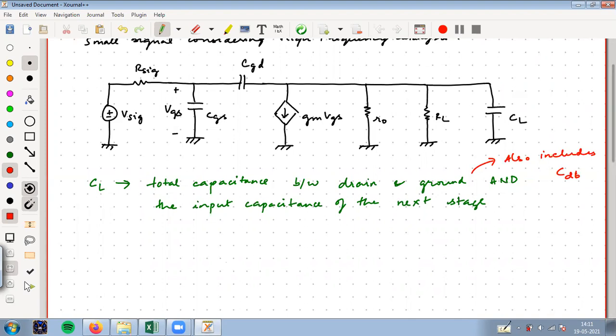So when I have two stages like this, this is A1, this is A2. This will have a capacitance here, this C in, which is the input capacitance for A2. It is also the output capacitance for A1. So I'm going to include this also in my analysis, in CL. So the total capacitances you have in this figure are CGS, CGD, and CL. So we'll make use of Miller's theorem now.